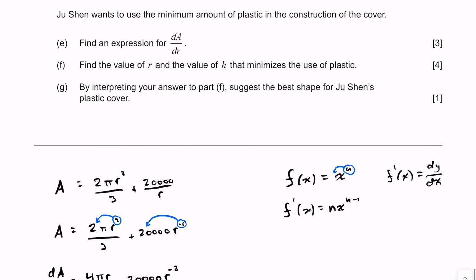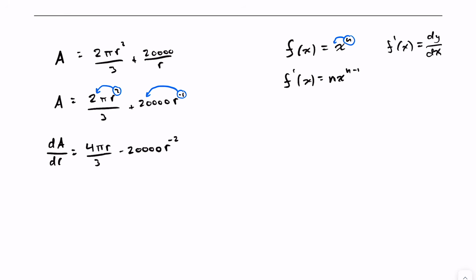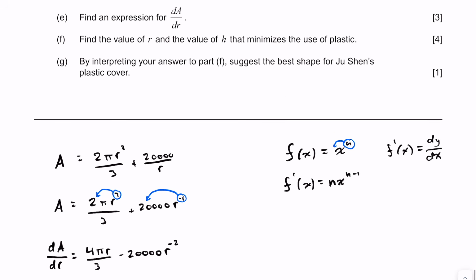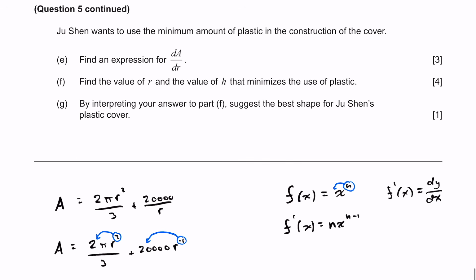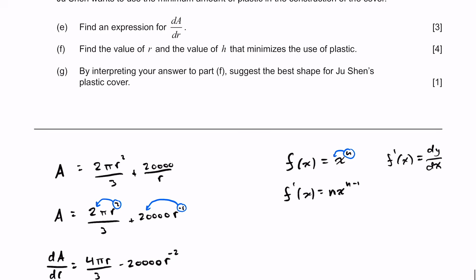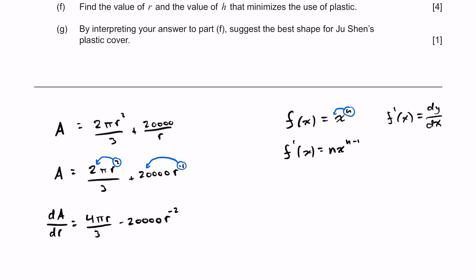Okay. Find the value of r and the value of h that minimizes the use of plastic. Okay. So this is a 4-mark question, and I think there's actually a little ambiguity here. Usually you would expect a question like this to say hence. Hence requires you to use what has come before. In that case, we would have had to say, okay, where is this function, that is to say, the surface area, minimized for what value of r. In that case, we would use the derivative and set the derivative equal to 0.